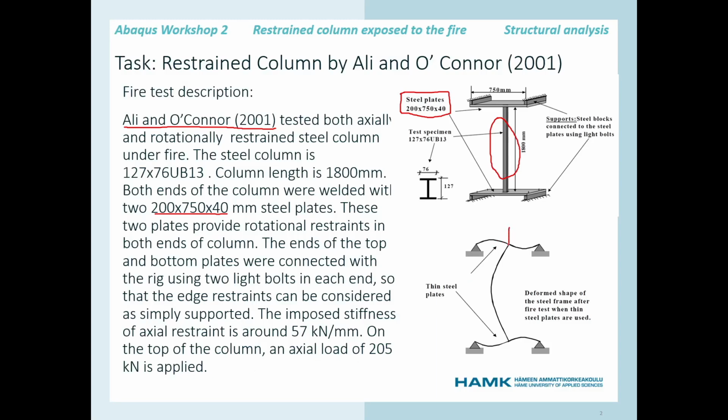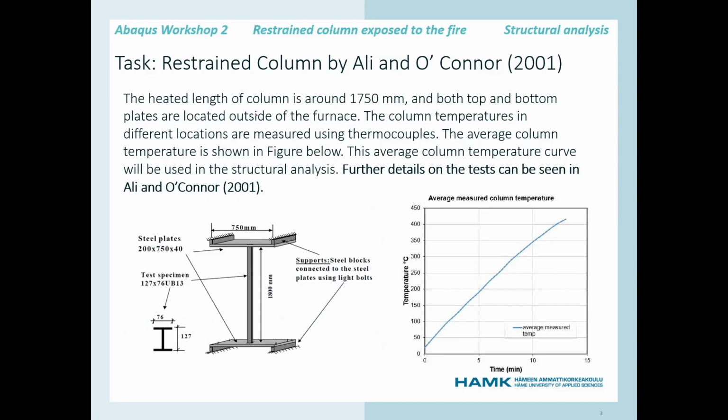So the load is applied here. The heated length of the column is around 750 millimeters, shown here in red. Both top and bottom plates are located outside the furnace, which means that these plates are not heated, and the column temperature at different locations is measured using thermocouples.